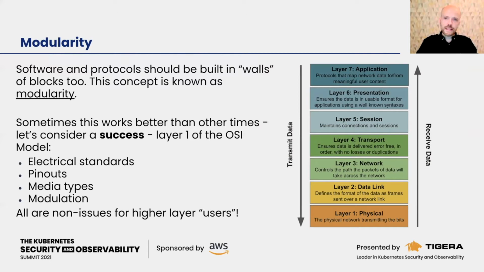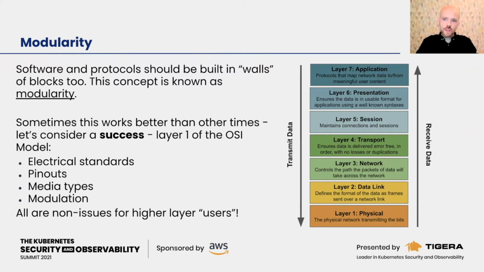So let's consider a success case first, layer 1 of the OSI model. Now layer 1 defines the physical network and the way that the bits are transmitted on that network. So, for example, electrical standards of cables, pinouts of how cables are connected, media types, so that could be copper, fiber optics, or even the air for Wi-Fi, and modulation, so that's how we modulate data onto the physical media. All of those vary depending on the layer 1 implementation.